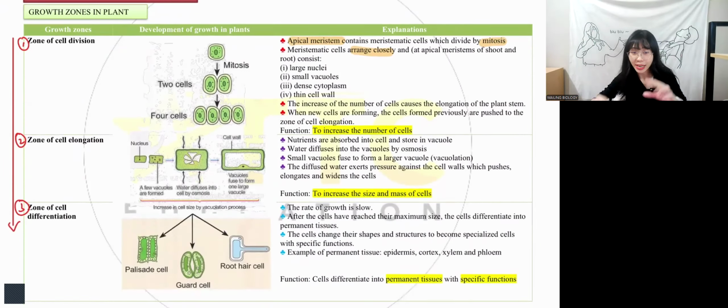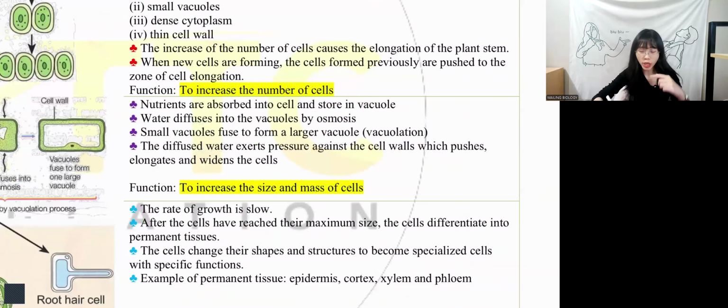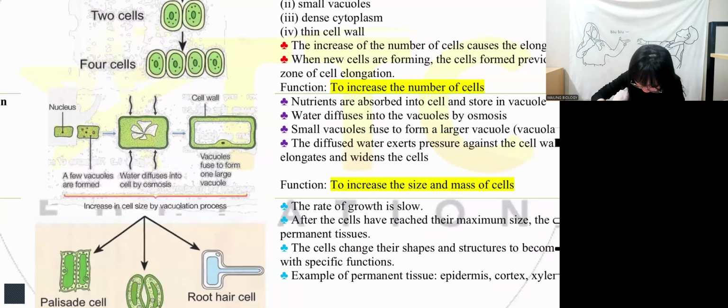In elongation, it becomes even bigger. So in this elongation zone, the nutrients go into the vacuole. In the vacuole, it's not just about water. We have a lot of nutrients inside. So the nutrients go inside the vacuole. The water goes into the vacuole as well by osmosis. The word osmosis can only be used for water. It's called osmosis. Small vacuole, can you see the small vacuole?